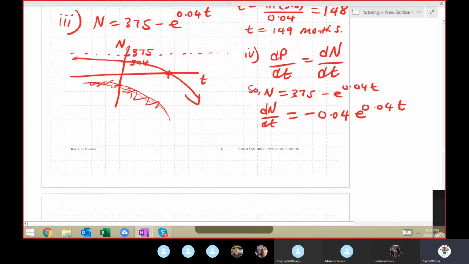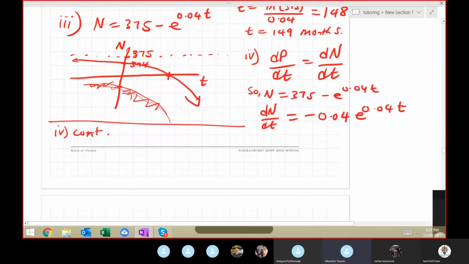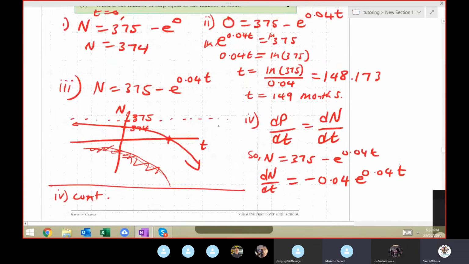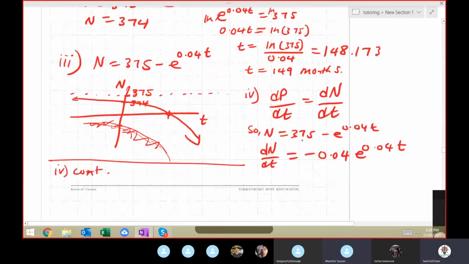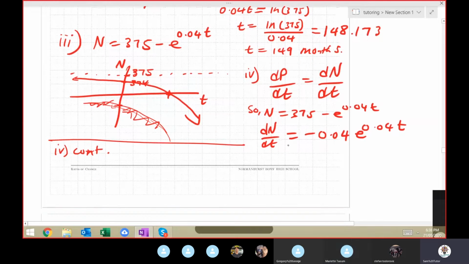That has to equal dP on dt. Wait, Sam, could you repeat that last step, please? Yeah, so 375, what happens when you differentiate that? It's 0, so that's gone. And then what's the derivative of negative e^0.04t? I get it. Yeah. And then what we're trying to do now is dN on dt has to equal dP on dt.